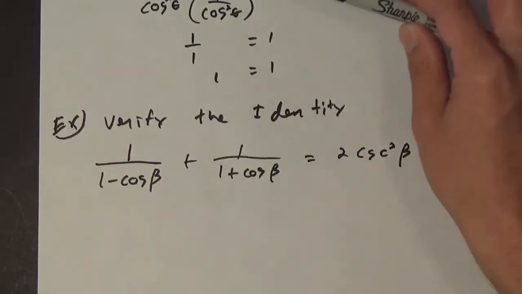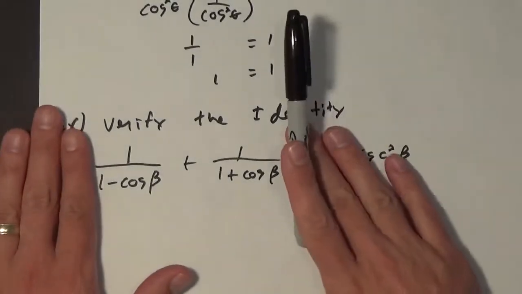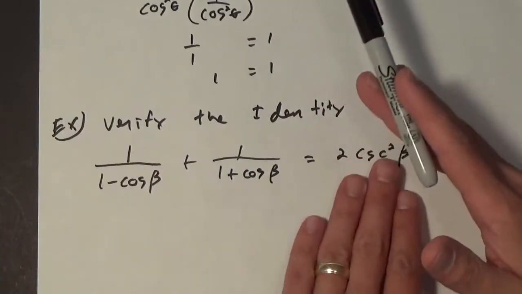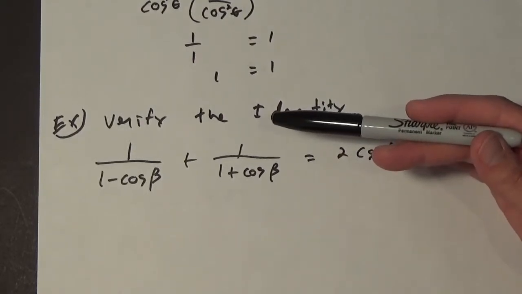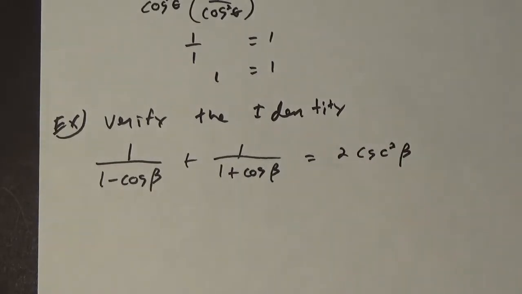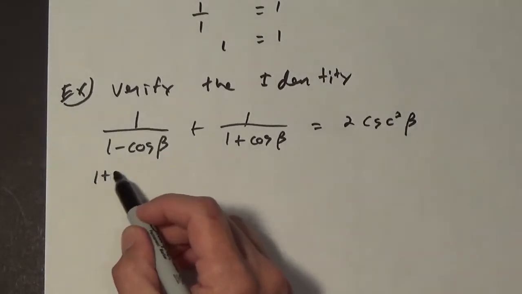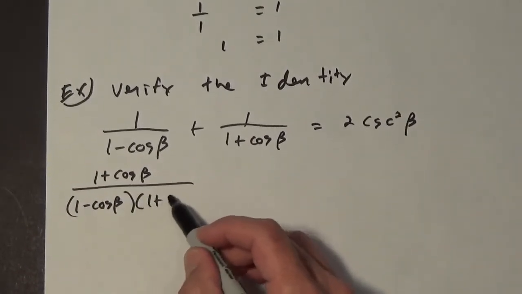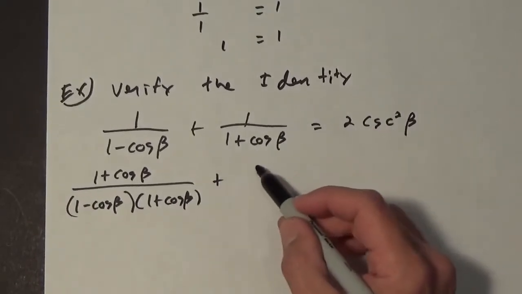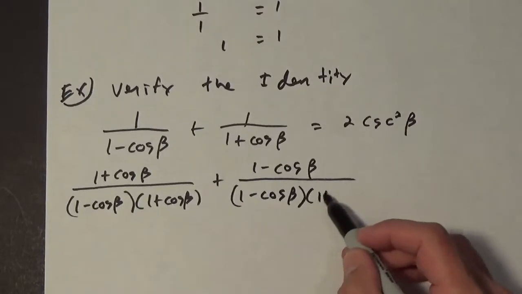Another thing that I didn't talk about up here is that you can't add or subtract to both sides. So we can't take this and bring it over here. When you work on one side, you're only allowed to work on that side, and there's nothing else you can do over here. So just be careful of that. All right, in this case, let's go ahead and combine fractions. In order to combine fractions, we have to have a common denominator. It looks like that common denominator is 1 minus cosine times 1 plus cosine. So we're going to have 1 plus the cosine of beta all over 1 minus cosine of beta times 1 plus the cosine of beta. And then we're going to have 1 minus the cosine of beta all over 1 minus the cosine of beta times 1 plus the cosine of beta.